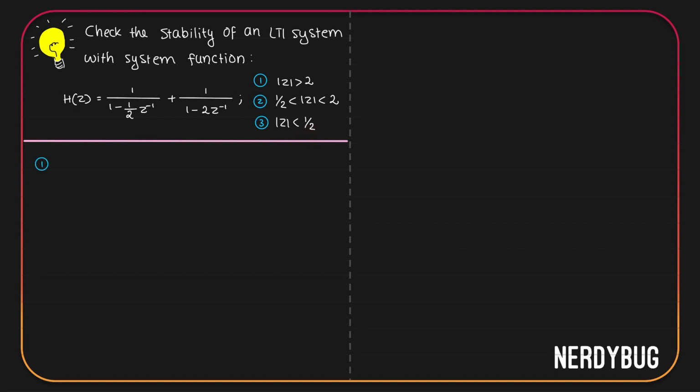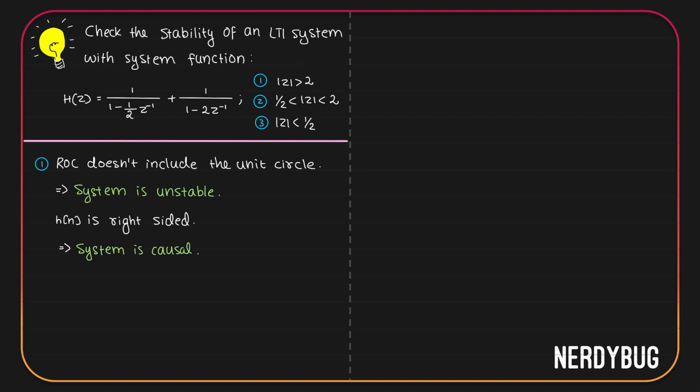Let us take the first one. Here magnitude of z is greater than 2. So obviously the ROC does not include the unit circle where magnitude of z should be equal to 1. Therefore, the system is unstable. But the ROC is the exterior of a circle outside the outermost pole. So h[n] is right-sided and its ROC is the exterior of a circle including infinity. So the system is causal.